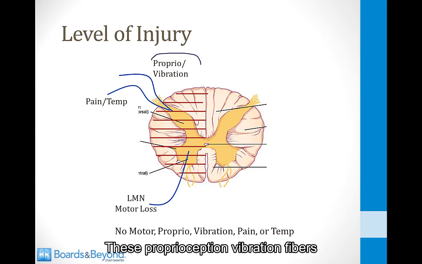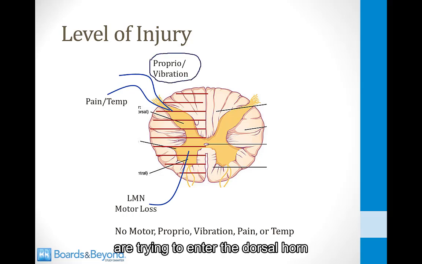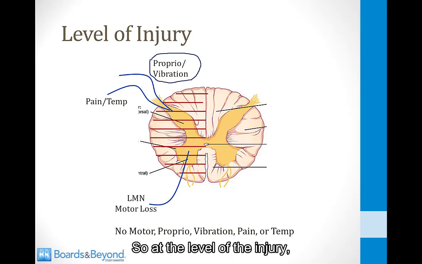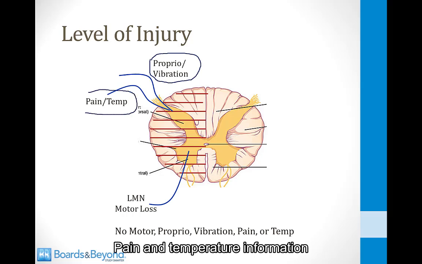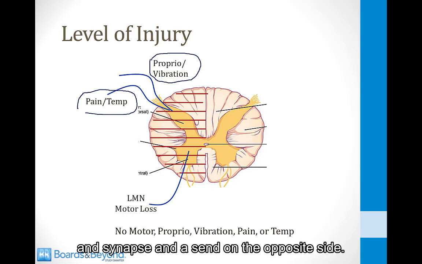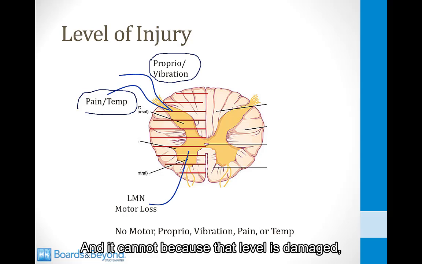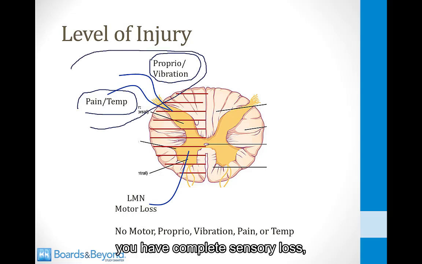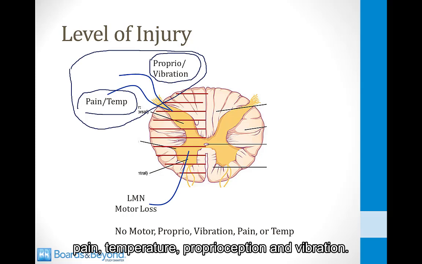These proprioception and vibration fibers are trying to enter the dorsal horn and go up the posterior column. They cannot do that. So at the level of the injury, you've lost vibration and proprioception. Pain and temperature information wants to enter the dorsal horn, synapse, and ascend on the opposite side, and it cannot because that level is damaged. So you lose pain and temperature as well. Thus, at the level of the injury, you have complete sensory loss: pain, temperature, proprioception, and vibration.